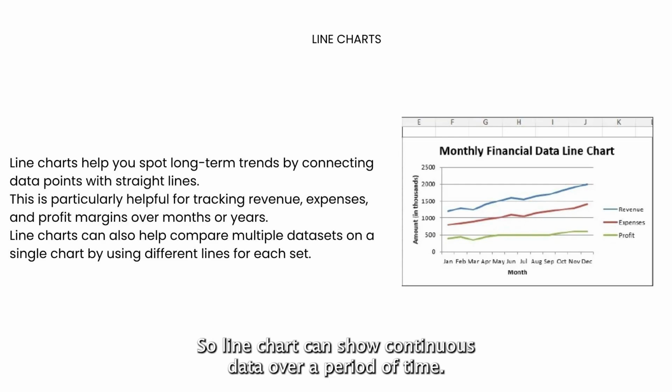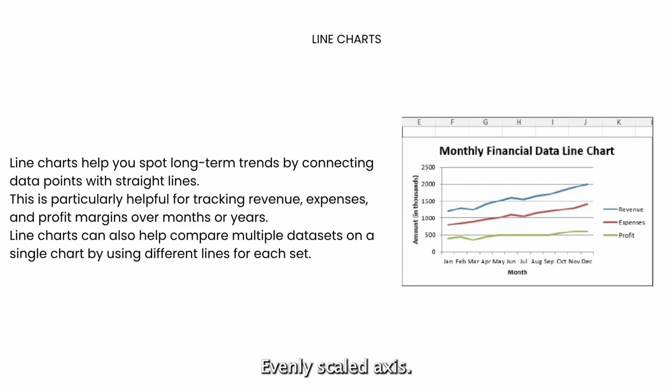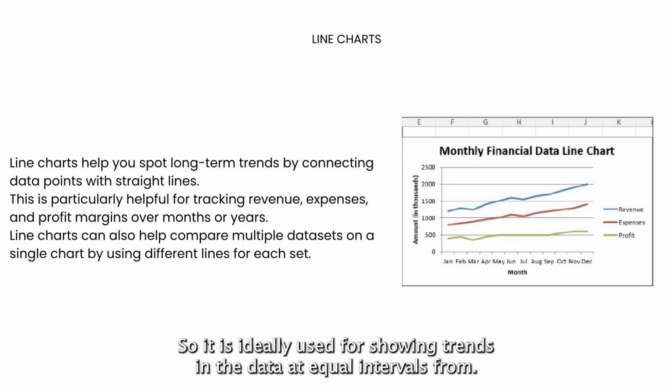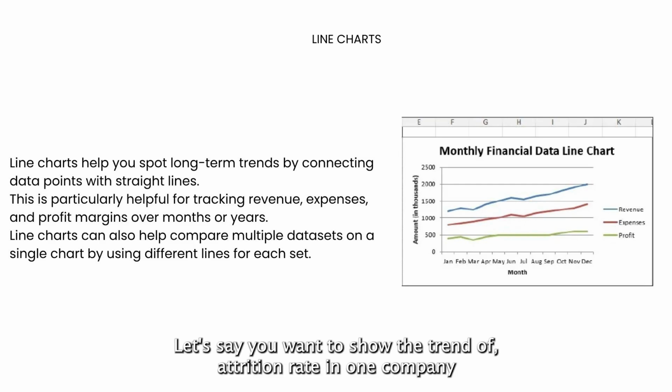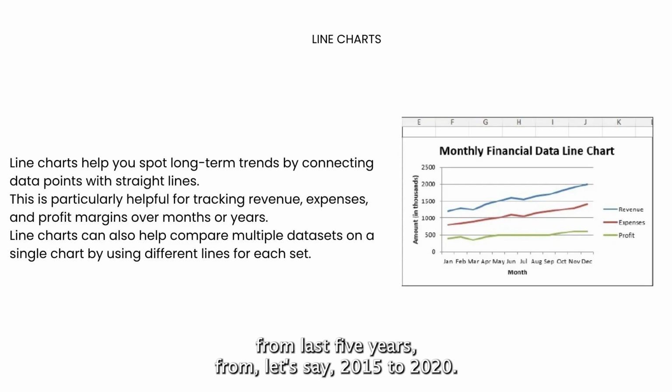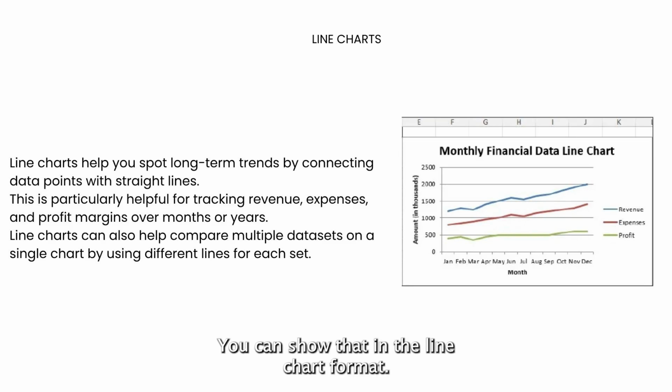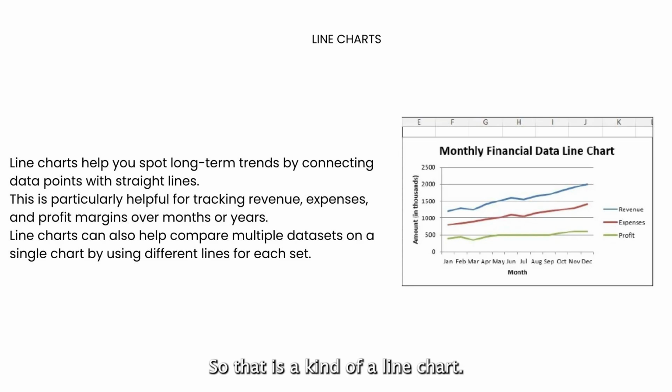So a line chart can show continuous data over a period of time on an evenly scaled axis. It is ideally used for showing trends in the data at equal intervals. Let's say you want to show the trend of the attrition rate in one company over the last 5 years, from let's say 2015 to 2020, you can show that in the line chart format. So that is a kind of line chart.